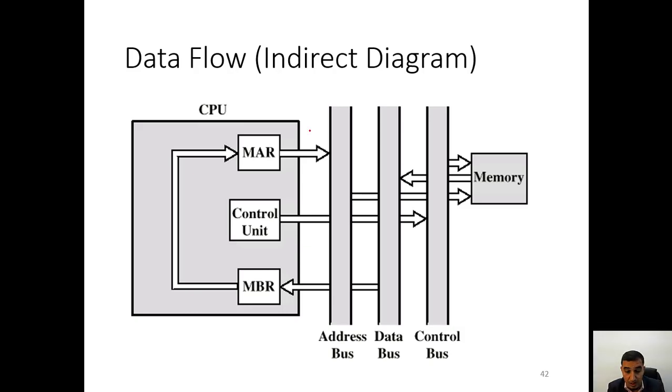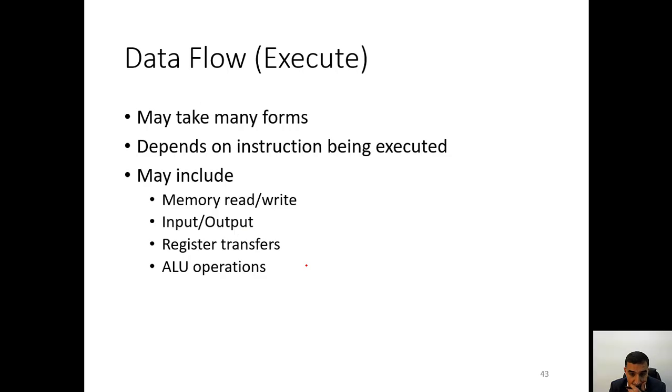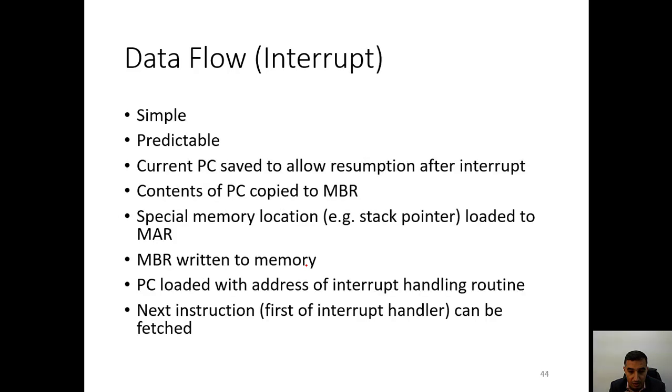The fetch diagram with indirect: you are going to take the data from the memory buffer register, put it again in the memory address register, fetch the data, and then you are going to read your result at the end. Now, the data flow for execute may take many forms depending on the instruction being executed, and may include memory read, write, input, output, and data transfers. And again, you may have some interrupts.